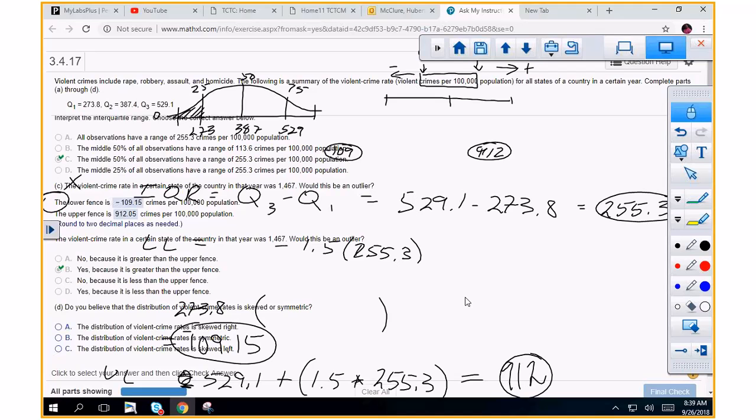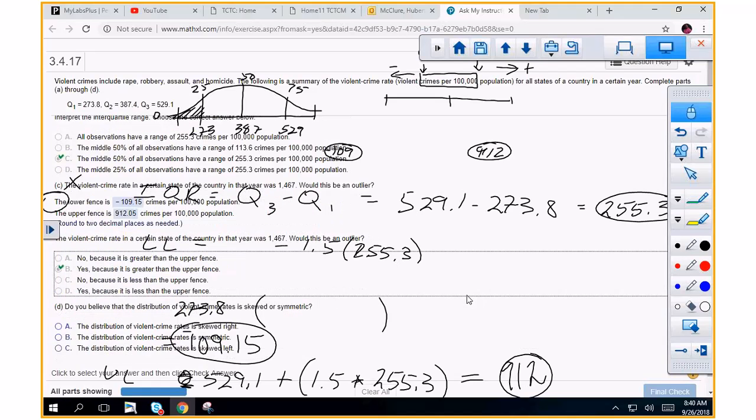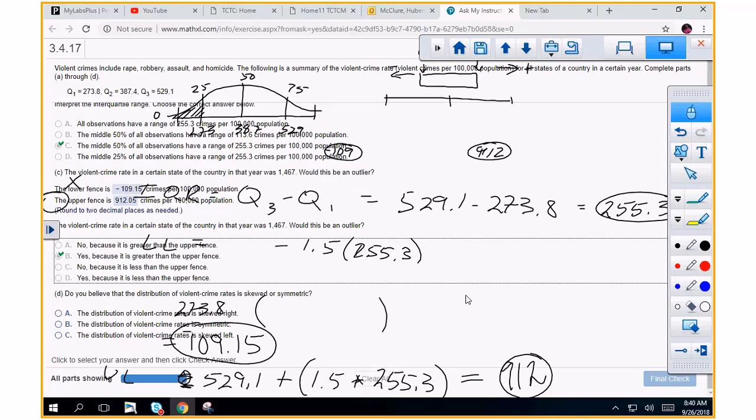Okay, so Chicago is pretty much an outlier, yes, because it's greater than the upper fence. Okay, do you believe that the distribution of violent crime rates is skewed or symmetric? Well, with a negative 109, it looks like there's something going on. I don't think it's normally distributed.